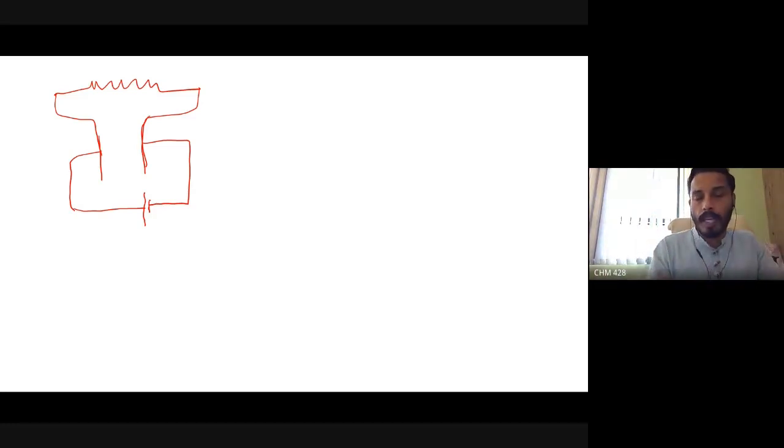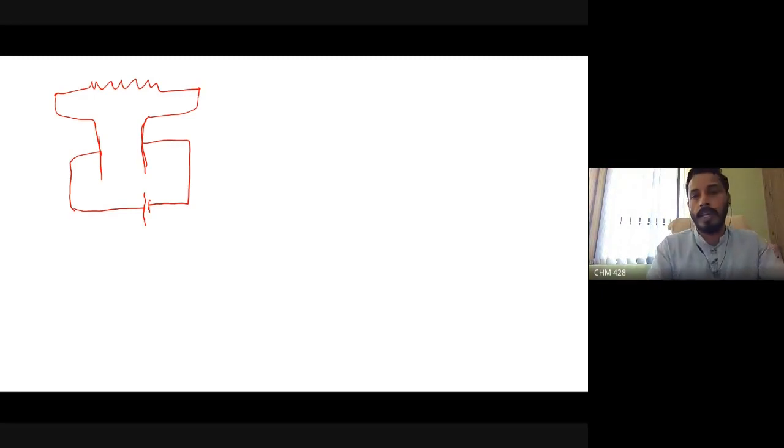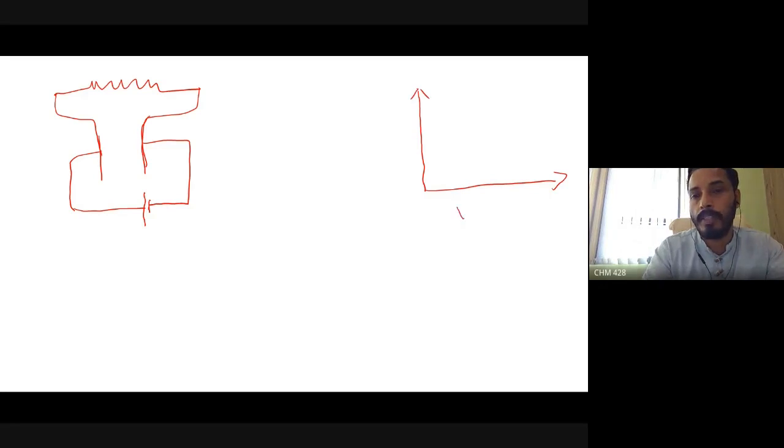Now, what am I trying to do? I am applying a voltage across this circuit, and I am plotting a graph between voltage and current. Suppose the voltage is along the x-axis, and current, for which I use the term I, is along the y-axis.